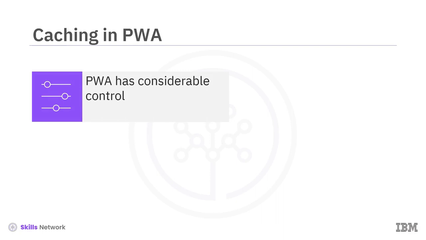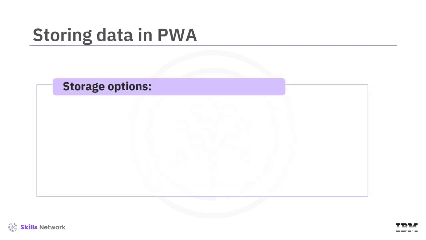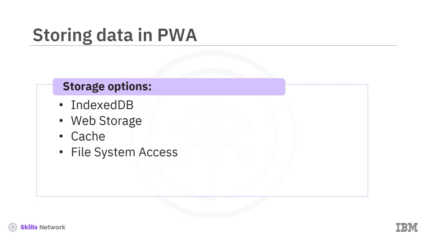PWAs have considerable control in terms of resource loading. Service workers have the capacity to intercept, alter, and respond directly to network requests. They account for a large part of this power. Progressive Web Applications, PWA, provide a number of options for storing data locally, allowing users to work even if the network connection goes down. Some of these include Indexed DB, web storage, cache, file system access.